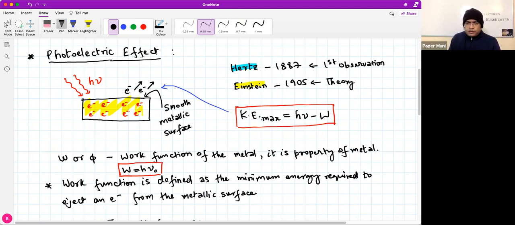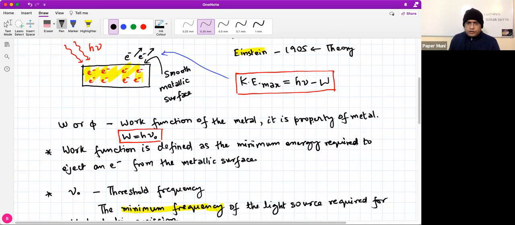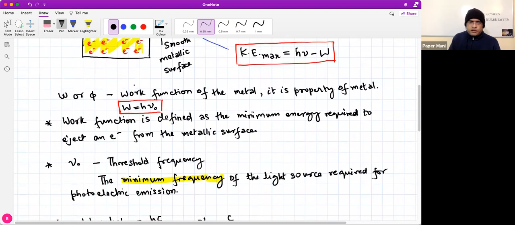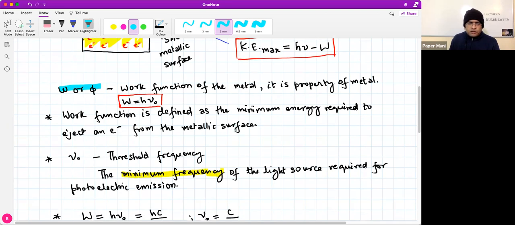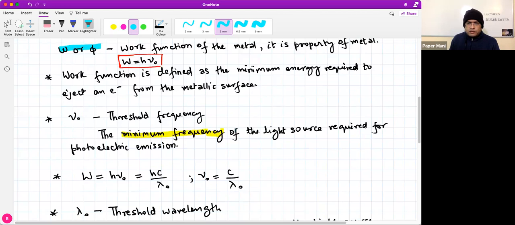Einstein derived that the maximum kinetic energy is equal to h nu minus W. Now W is the work function, and it is a property of the metal. It is also written in terms of h nu naught, where nu naught is the threshold frequency. The work function is defined as the minimum energy required to eject an electron from the metallic surface. Now nu naught is the threshold frequency, which is defined as the minimum frequency of light source required for photoelectric emission.